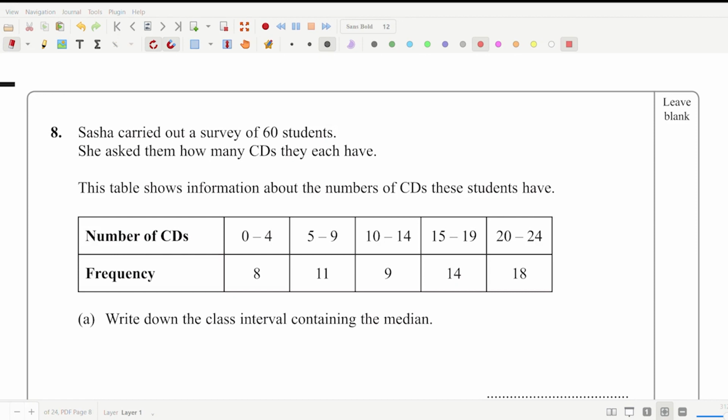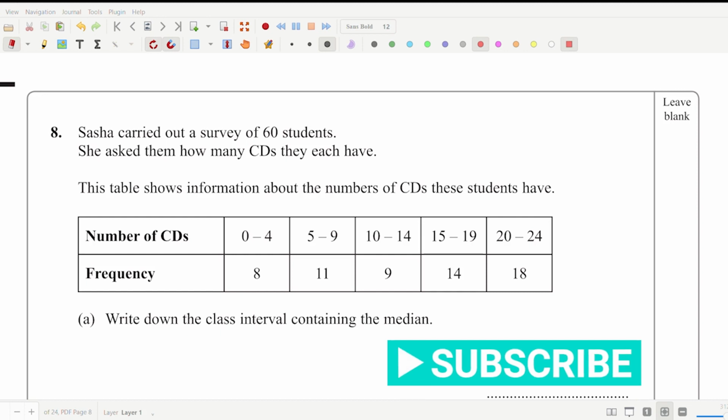Welcome back again with part 2 of the Edexcel GCSE Higher Tier Paper 3, a non-calculator paper, from 7th of June 2010. So question 8, we start with question 8.